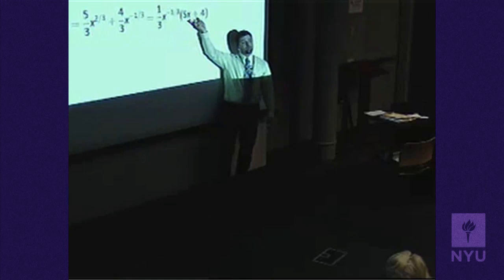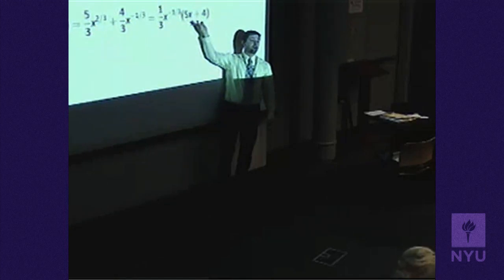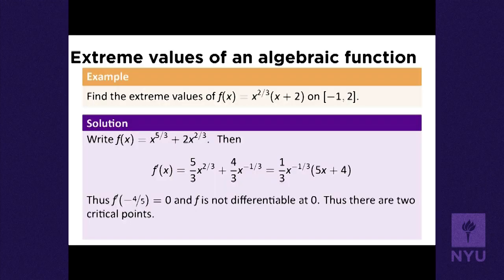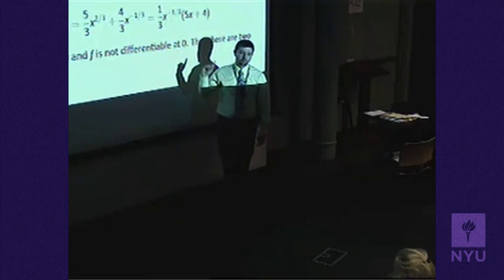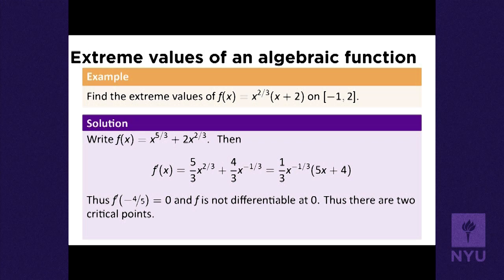Because now we can see when this derivative is 0, it's 0 when 5x plus 4 equals 0. So we have a critical point when x is minus 4/5 because the derivative is 0. We also have a critical point when x is 0 because then this term is a 0 in the denominator. We won't have a derivative there. So our two critical points are when x is minus 4/5 and when x is 0.